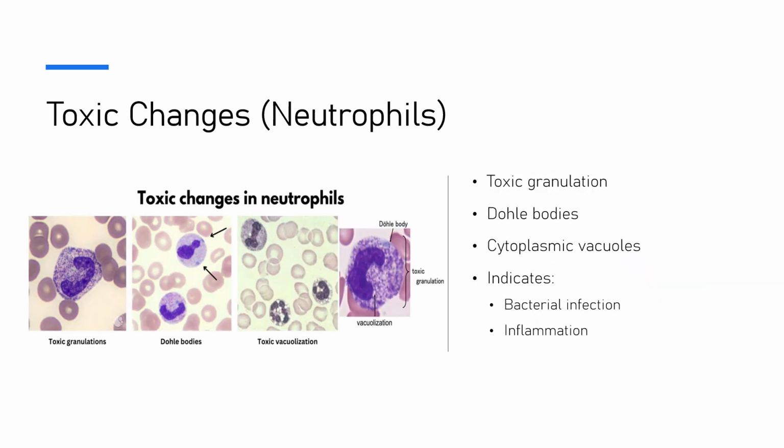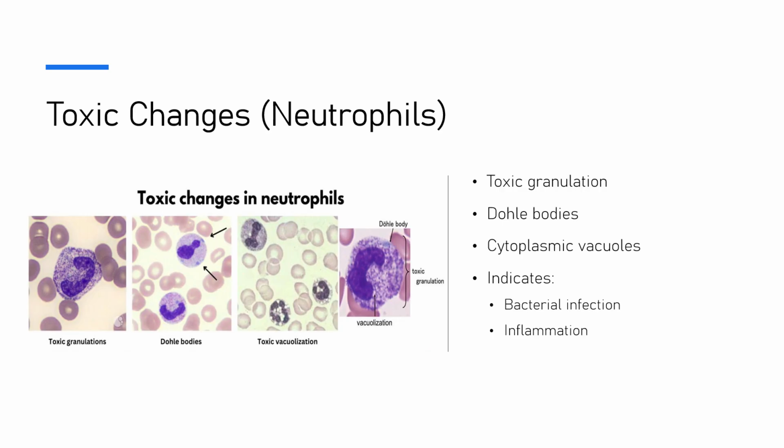One of the most important examples of reactive change involves neutrophils, particularly during bacterial infections. When the body is fighting a significant infection, neutrophils can develop several characteristic morphologic changes, collectively referred to as toxic changes. The first is toxic granulation. These are large, dark cytoplasmic granules that appear more prominent than the fine granules we normally see in neutrophils. They reflect increased enzyme production as neutrophils ramp up their antimicrobial activity.